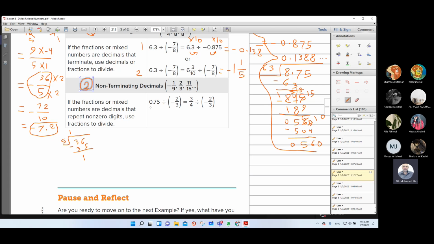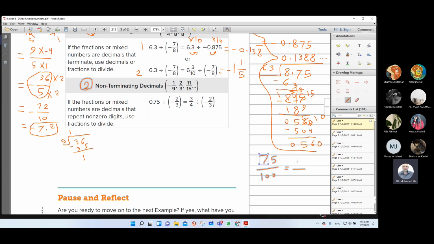So 0.75, if you want to change it to the fraction, you must write it as 0.75 means 75 over 100. Then you can divide up and down by 25. You will get here 3. And here divide by 25, you will get 4. So the fraction will be 3 over 4. Divided by negative 2 over 3.